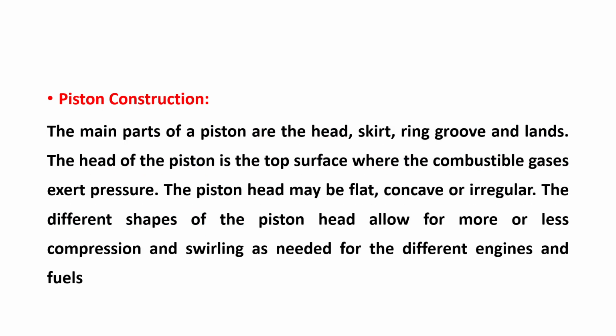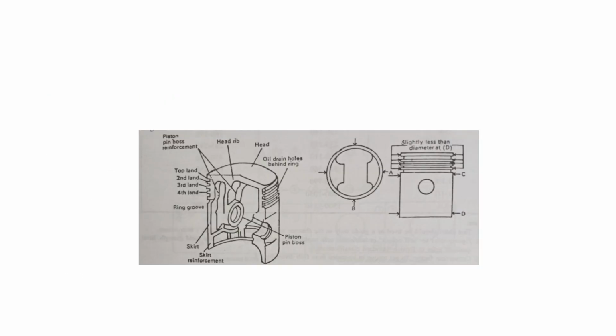Piston construction: you have a head, a skirt, ring grooves, and also lands. The head of the piston is the top surface. The combustion gases exert pressure on the top face of the piston only. It can be flat or irregular, depending on our utility; you can design this. The different shapes allow for more or less compression, so that plays a major role. You can see this in our diagram.